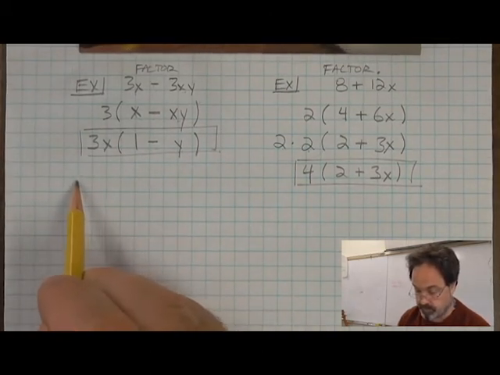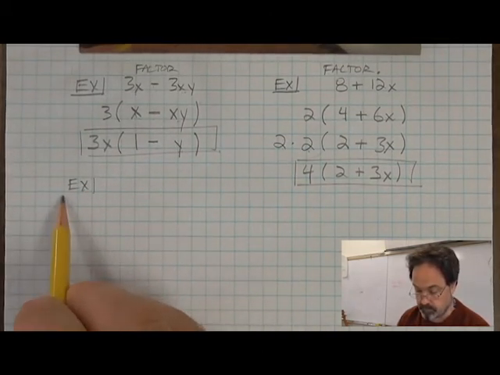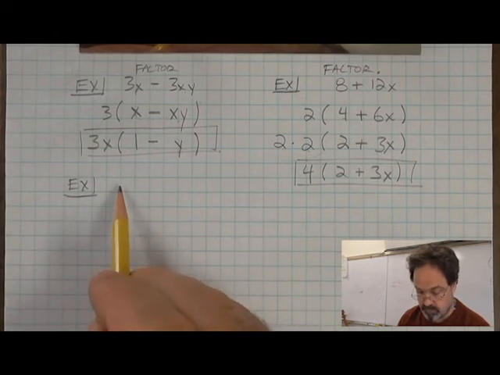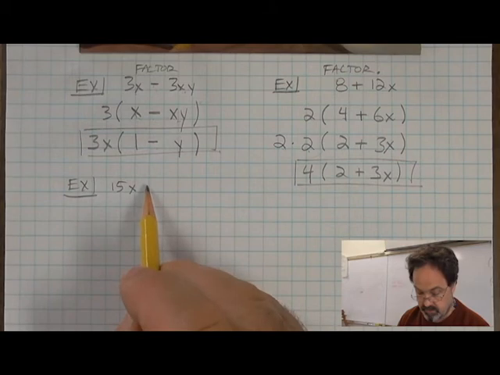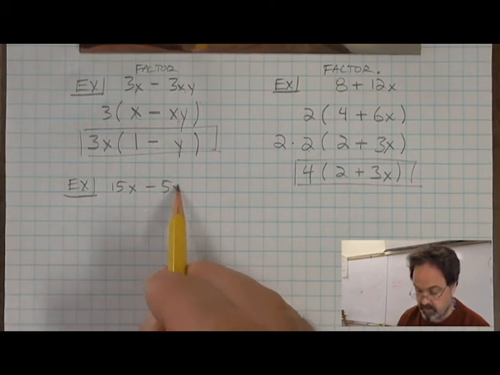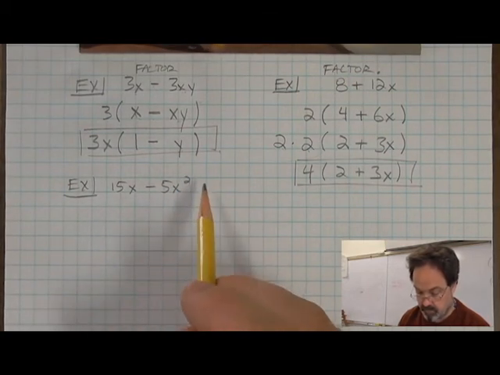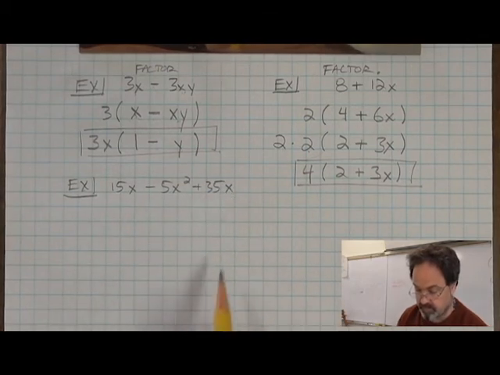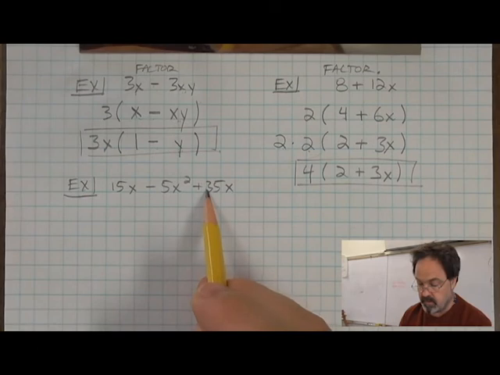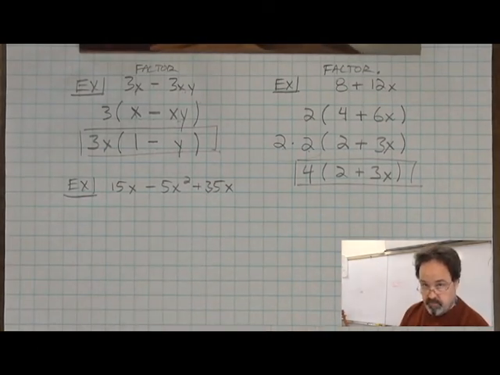One more example. This is going to be a little more sophisticated. 15x minus 5x squared plus 35x. I've got 3 terms this time.